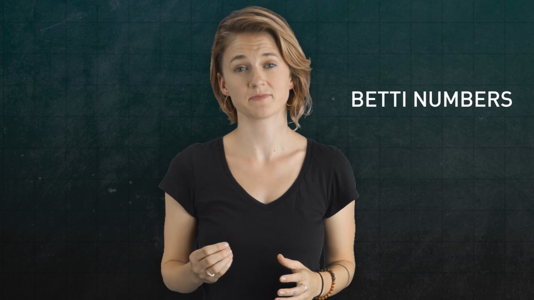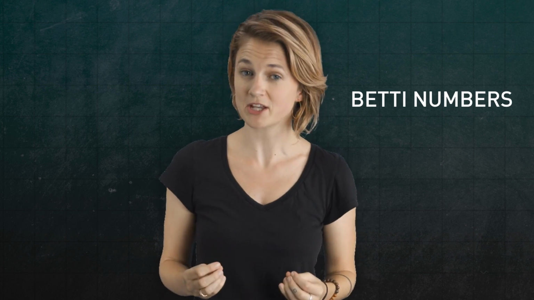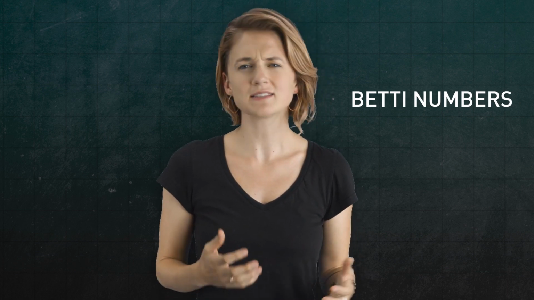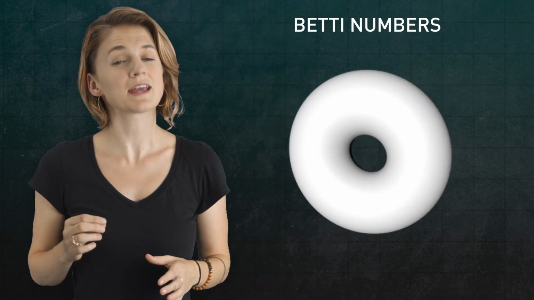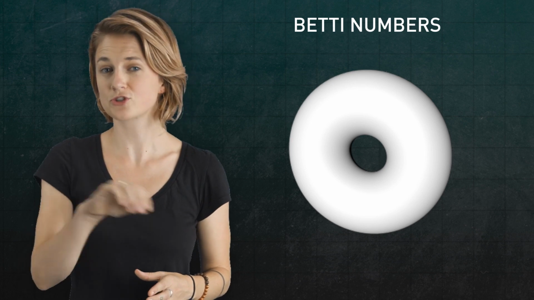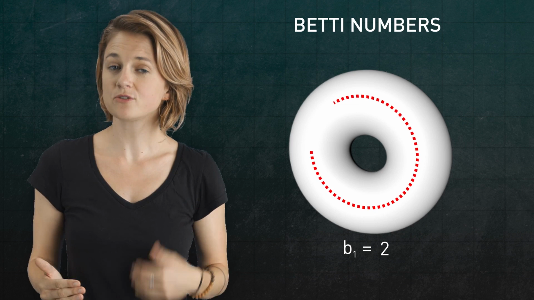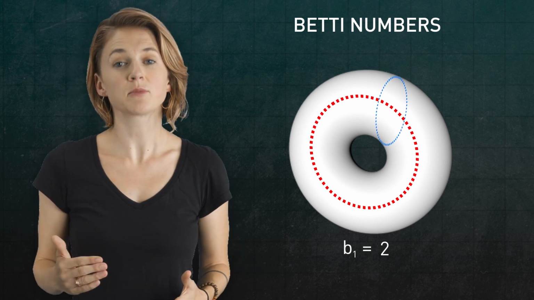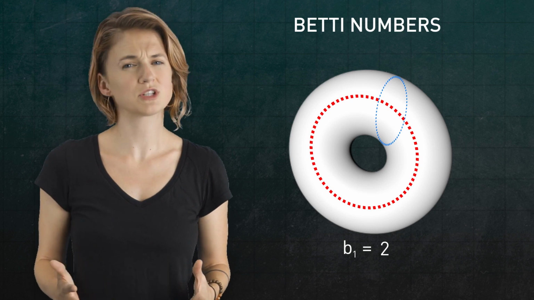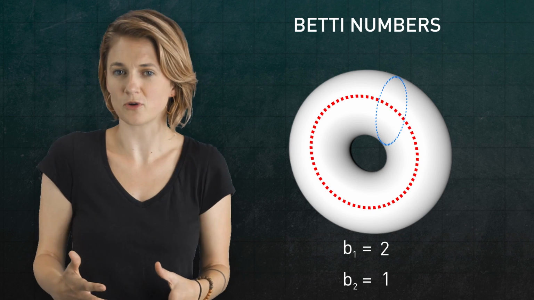Another important topological invariant are Betti numbers. Betti numbers are a sequence of numbers which indicate how many holes of each dimension an object has. Let's see some examples. Here's a torus. The first Betti number counts the number of 1-dimensional or circular holes. So there's 2, 1 along the longitude and 1 along the meridian. The second Betti number counts the number of 2-dimensional holes, which for the torus is 1. The contents of the torus are a 2-dimensional hole.